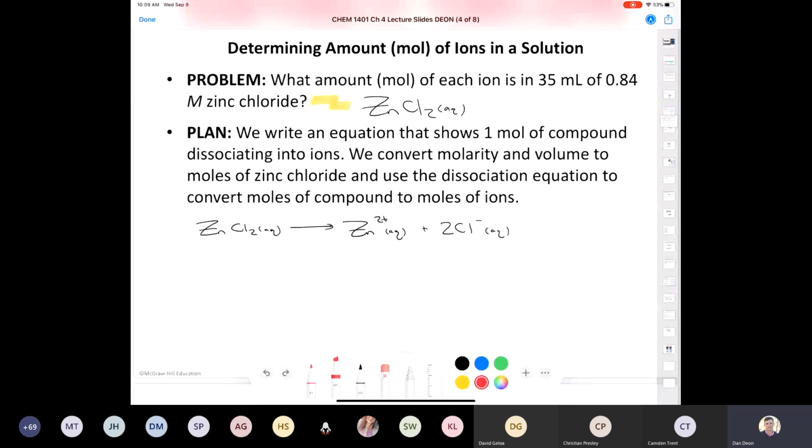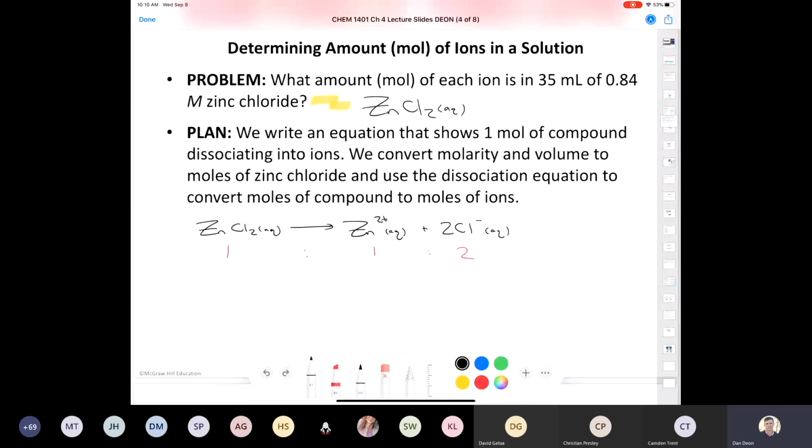Okay, so let's analyze it further. The next thing we need to do is figure out how many moles of zinc chloride we have. And then we can determine that the ratio of zinc chloride to zinc is 1:1, and the ratio of zinc chloride to chloride is 1:2. And you're like, where did you get those, Mr. Dion? 1, no coefficient, and 2, the number 2 as a coefficient. When there's no coefficient, we assume it's 1.